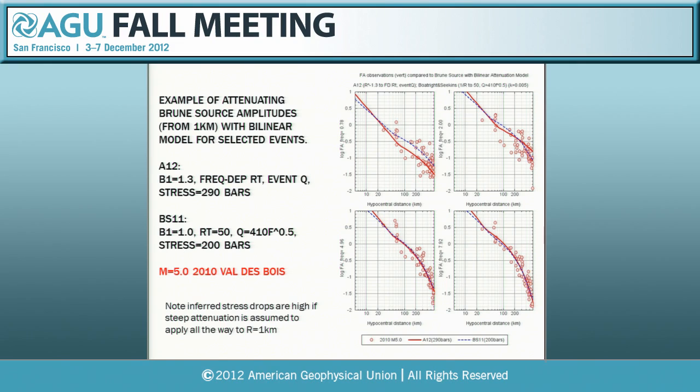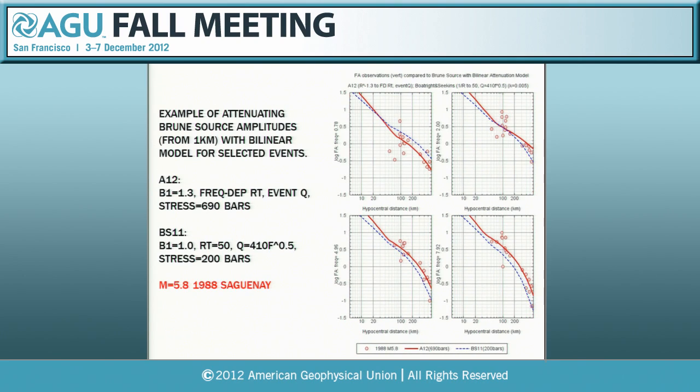Next. And so this is just a similar plot for the magnitude 5 Val-des-Bois earthquake in 2010. You can see sometimes the two different attenuation models give almost the same answer at regional distances, and sometimes there's a bit of an offset. Next. And here's for the Saguenay earthquake going back to 1988, where we have considerably sparser data.